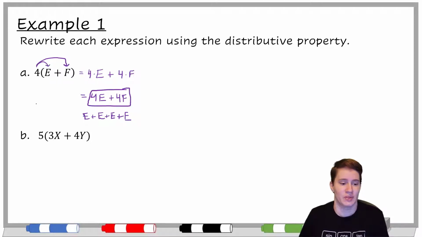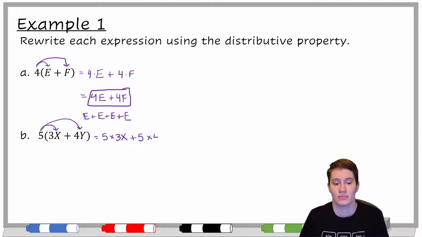Let's try b. We've got 5 that we're going to distribute, so we're going to do 5 times 3x, plus in the middle, 5 times 4y. Okay, so 5 times 3x, the way this works is that, oh, I was going to use dots and I forgot, and this is the one that has x's in it. It's going to be super helpful for us to start using dots for multiplication. The more we see x's, the more important it'll be.